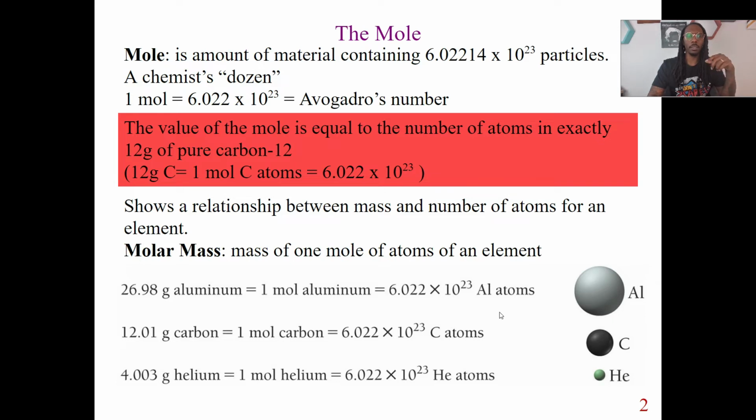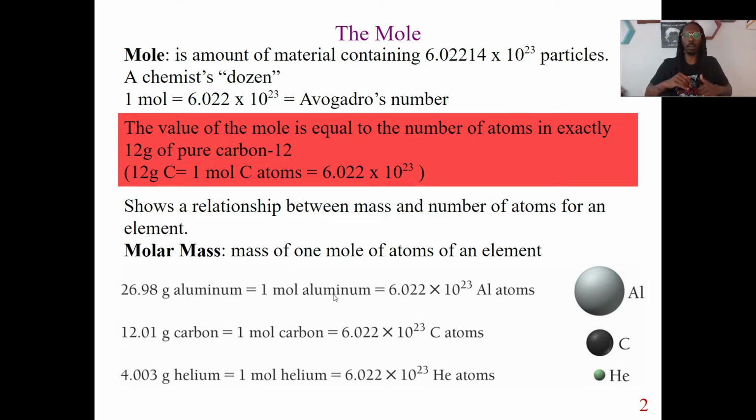So now we're going to dive into this relationship. It shows a relationship between our mass and our number of atoms for an element, and we call this relationship molar mass. Molar mass is the mass of 1 mole of atoms of an element. Once again, molar mass is the mass of 1 mole of atoms of an element. So we look down here and compare these different elements: aluminum, carbon, and helium.